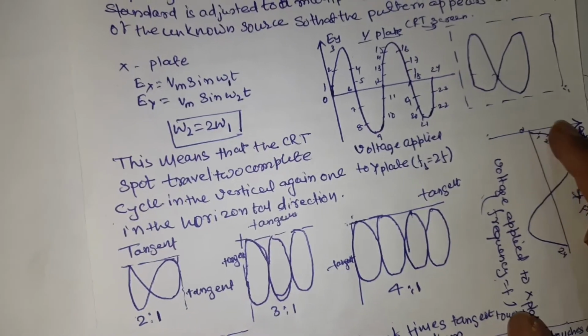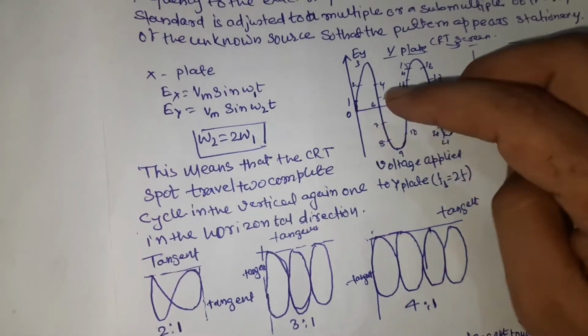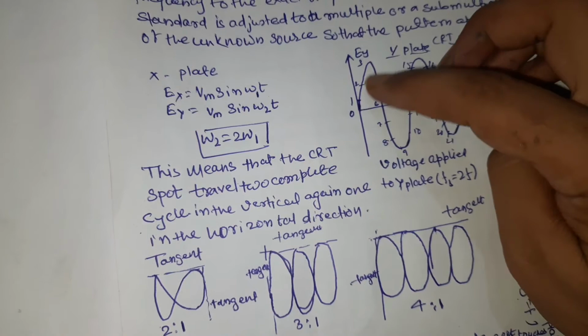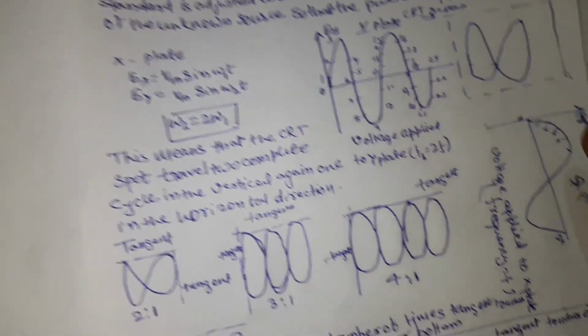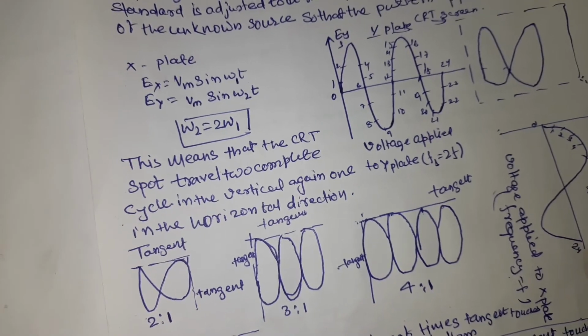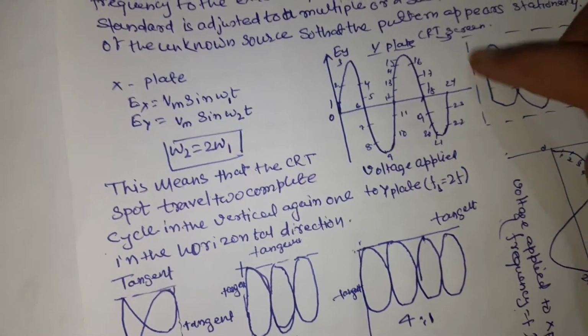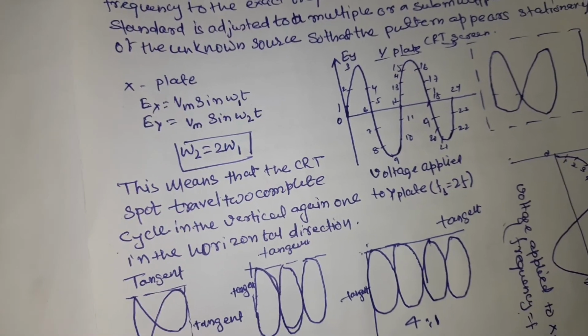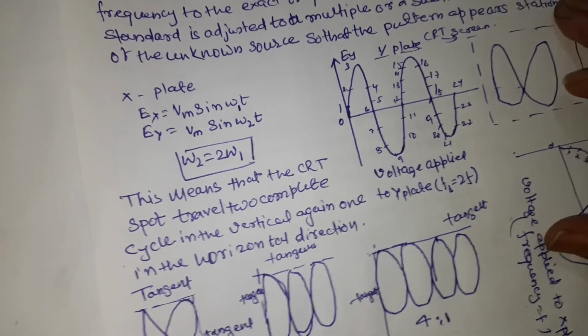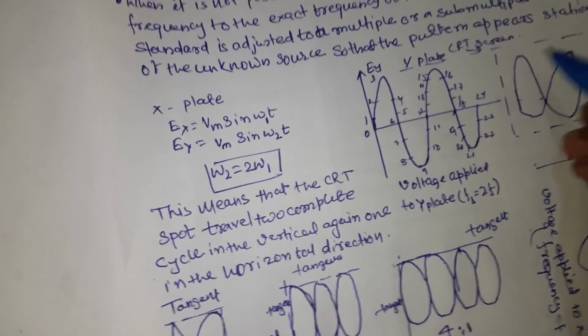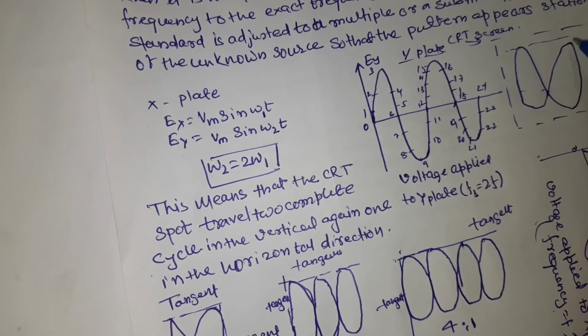That means the y-axis travels 2 cycles when the x-axis travels only 1 cycle. So we get this type of waveform, that means 2 ellipses touching each other. In this way, how do we find out the ratio?